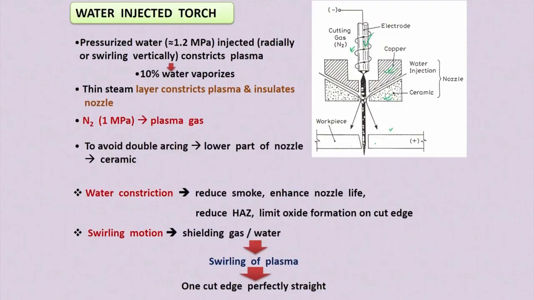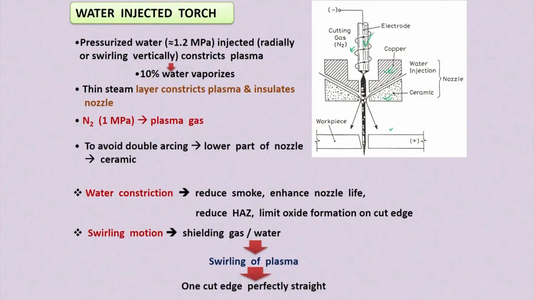So because of this water constriction, it helps to reduce the smoke. Because of this high velocity and high temperature, around 33,000 degrees centigrade, when the plasma touches the working surface, it generates a huge amount of smoke. So this water constriction helps to reduce the smoke and noise, and it enhances the nozzle life also and reduces the heat affected zone on the working surface. It also limits the oxide formation on the cartridge.